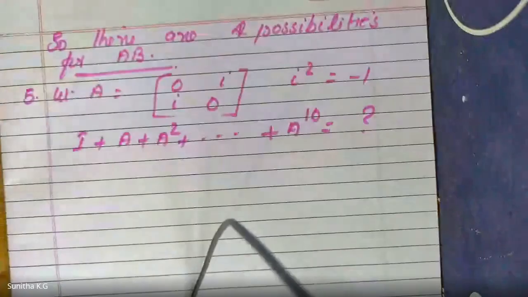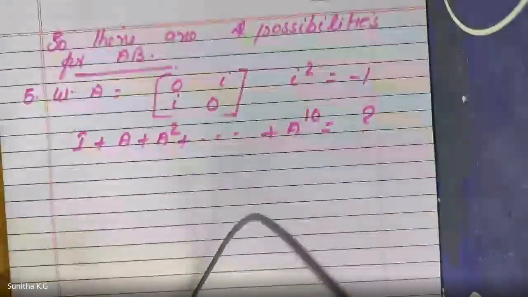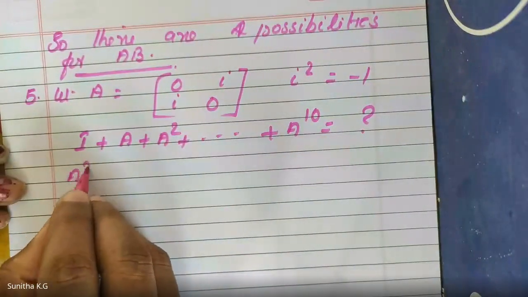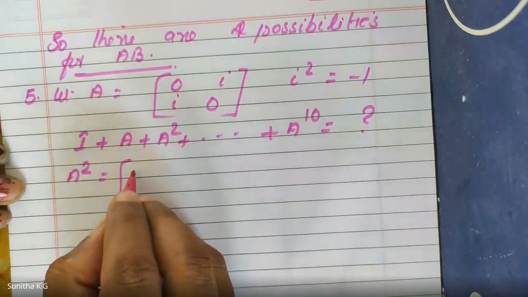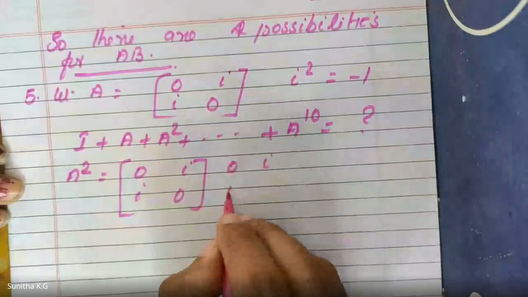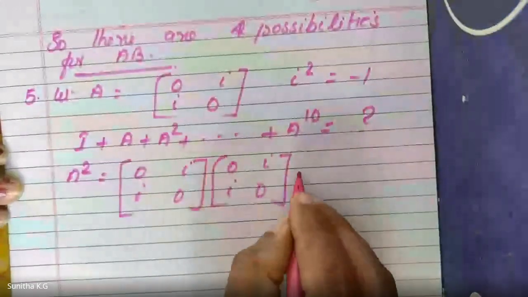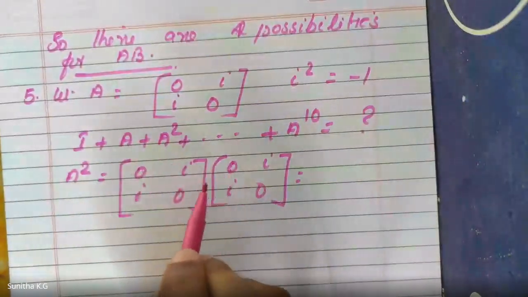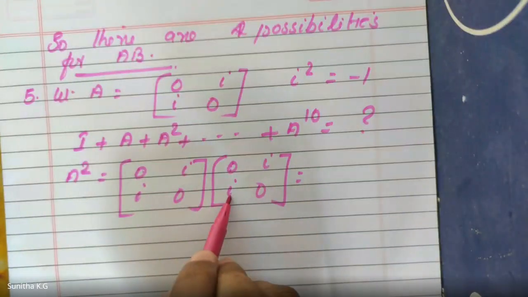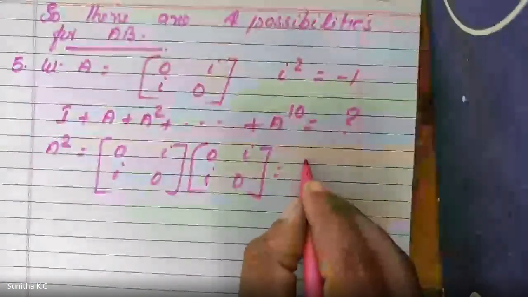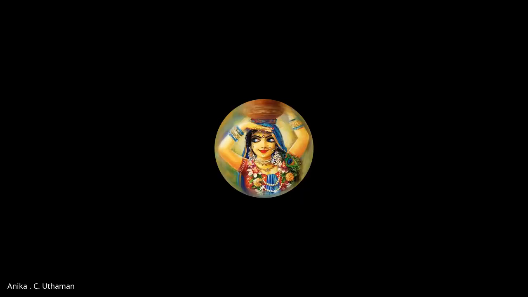It's a very simple problem. So there is no problem to find out the values. Just first find out what is A square. What is A square? 0 i, i 0 into 0 i, i 0. What is the product of this one? Come on, get fast. 0 plus i square. What is i square? -1. So can I write -1 here? Okay.